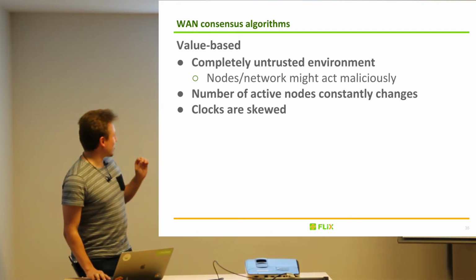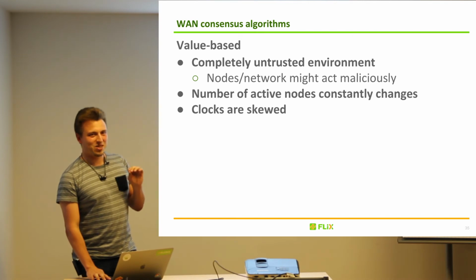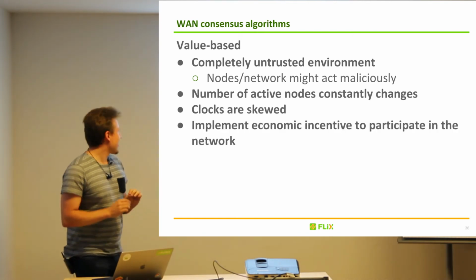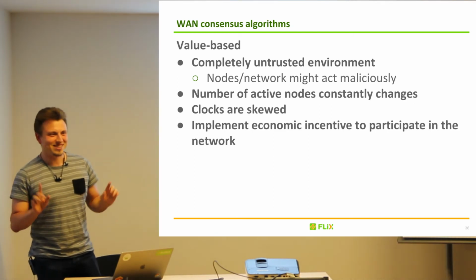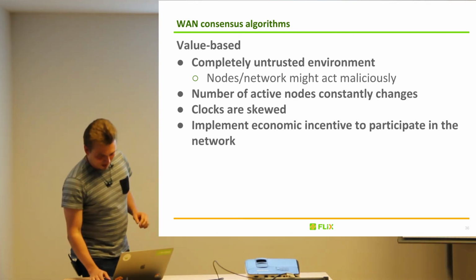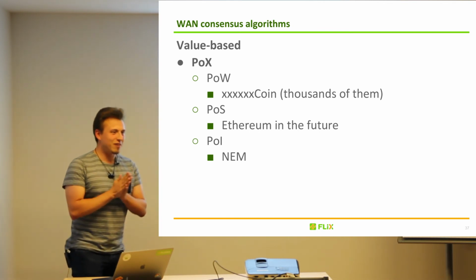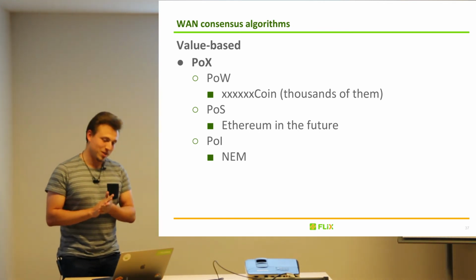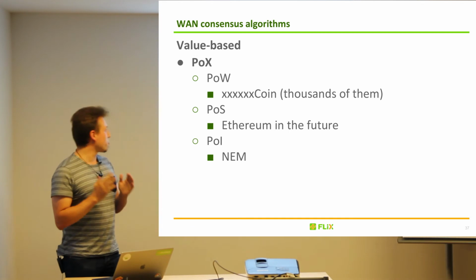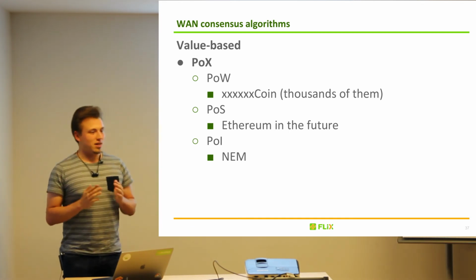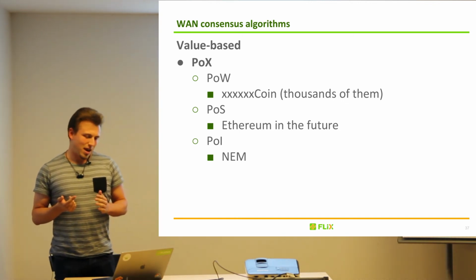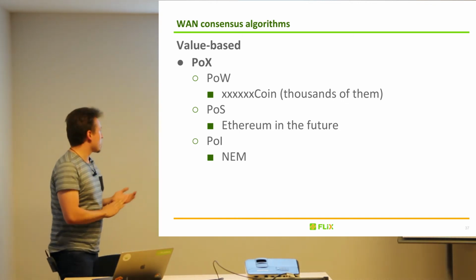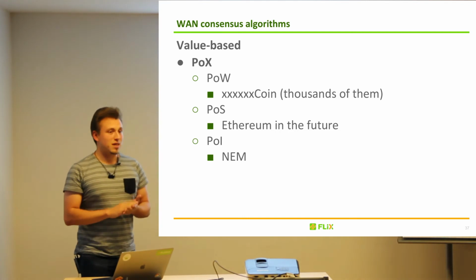Okay, I will add just one more hint. Any guesses? Yeah, so there are value-based consensus algorithms. I mean, proof of work, proof of stake, proof of importance, sorry. Proof of importance are also consensus algorithms.